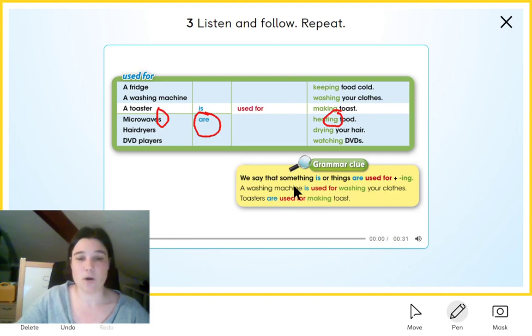And the other two sentences that you have at the bottom are the examples. A washing machine is used for washing your clothes. Toasters are used for making toasts. I'm gonna try and put the audio this time so that you can listen to it, okay? Hopefully you'll be able to listen to it. No, it's not working. Okay, but I think it's clear this time.